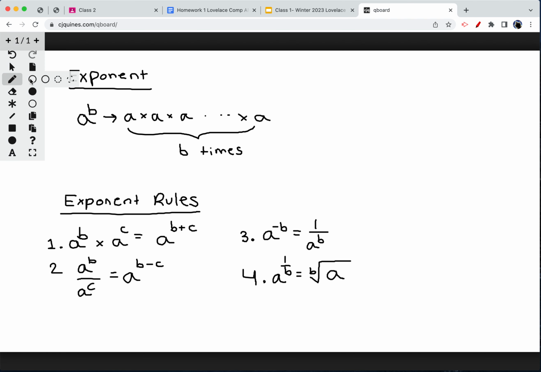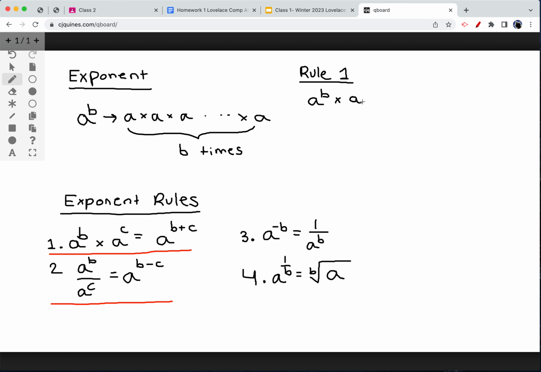So I'll prove the first two of these, which I think I did last week, but I'll just go over it again because it's a really important concept. So rule 1 says that a to the power b times a to the power c is equal to a to the power b plus c. So what we do, we expand the left-hand side.